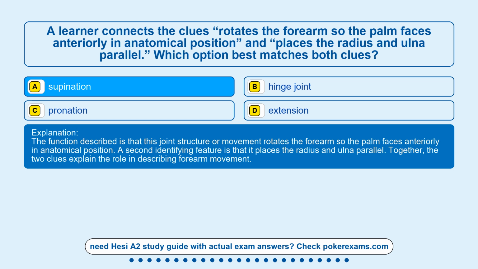The function described is that this joint structure or movement rotates the forearm so the palm faces anteriorly in anatomical position. A second identifying feature is that it places the radius and ulna parallel. Together, the two clues explain the role in describing forearm movement.